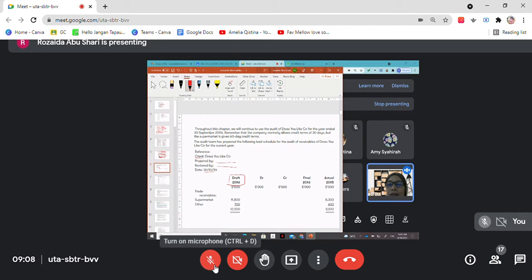The total of trade receivable is 12,500, where it comprises the trade receivable and other receivable. This is a trade receivable from the supermarket, and other receivable of 700,000. So the amount of trade receivable stated in the draft financial statement is 12,500.